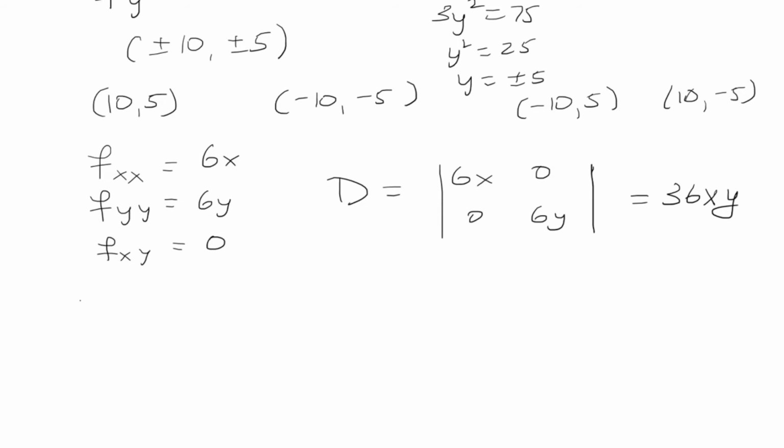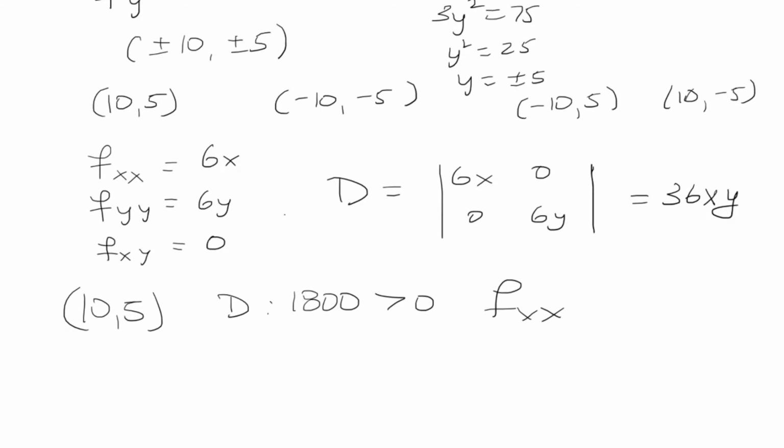So for 10 and 5, plug in x equals 10, y equals 5 for the determinant. And for that, we end up getting 3600, or rather, let's see, 360 times 5 is 1800. So that's positive. Now the second derivative is 6x. So if you plug in x equals 10, you get 60. That's also positive. And we'll classify this in a second, but let's move on to negative 10, negative 5.